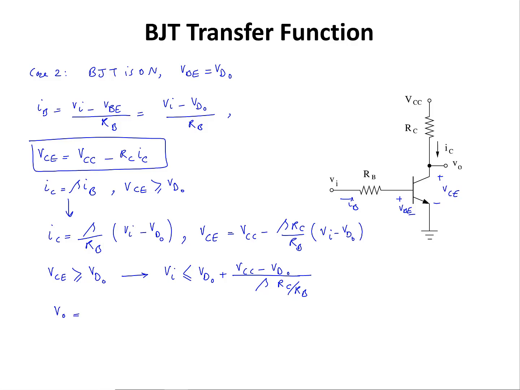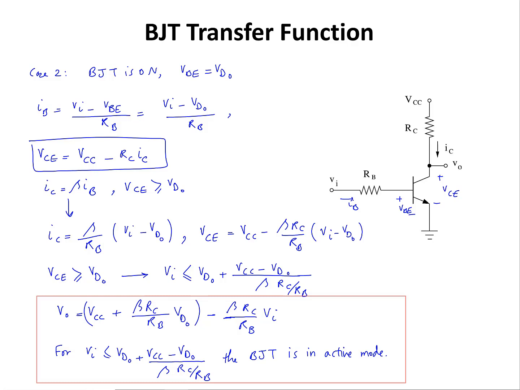Vout is going to be equal to VCC plus beta times R collector divided by R base, this multiplied by VD0. Then I need to subtract beta times RC over R base multiplied by Vi from the first term. Now that's going to be my Vout value for the given range of Vi, and in this range the transistor operates in the active region.